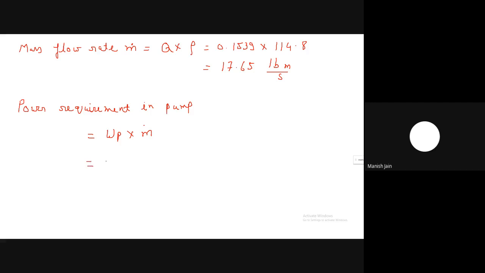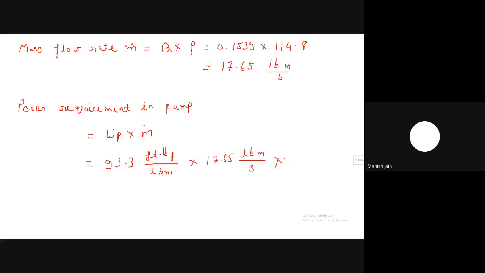Okay. So wp is given as 93.3. The unit is foot pound force divided by pound weight. Multiply by the mass flow rate, that is 17.65. The unit is lbm, pound divided by second. This is the unit of the mass flow rate.